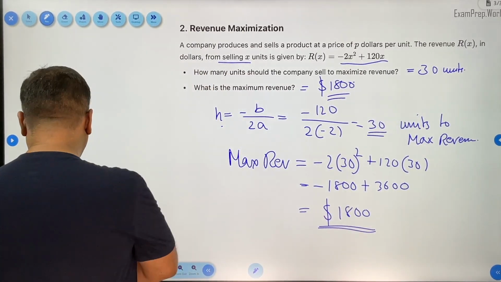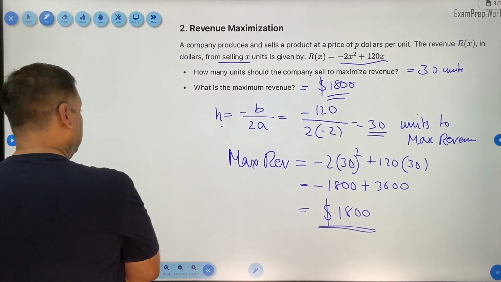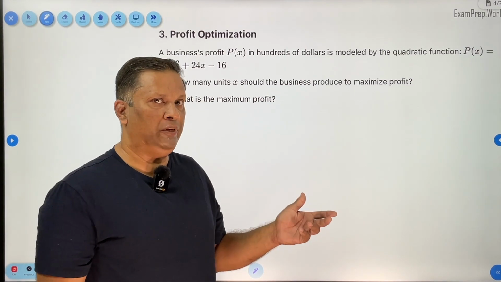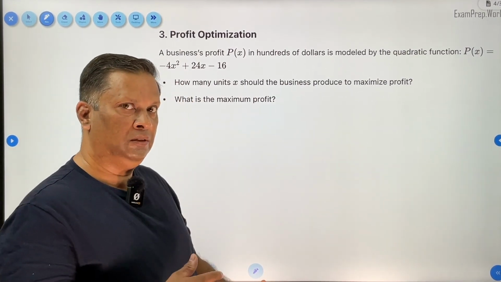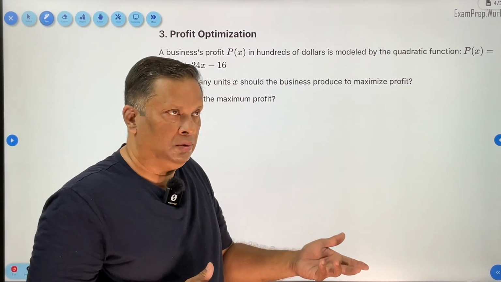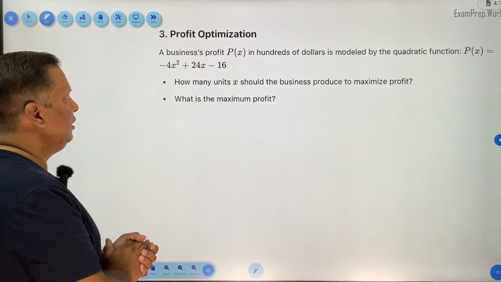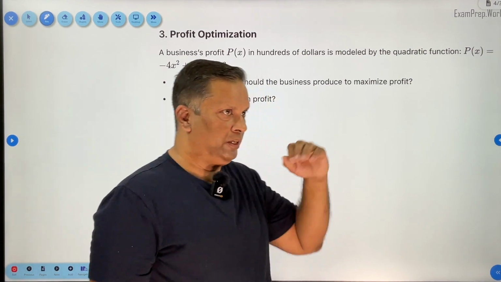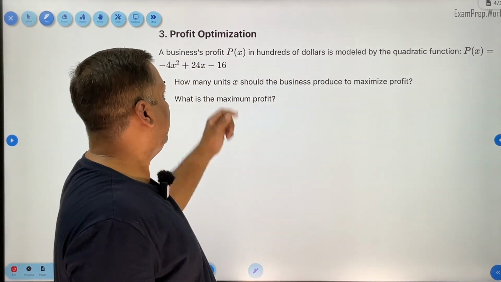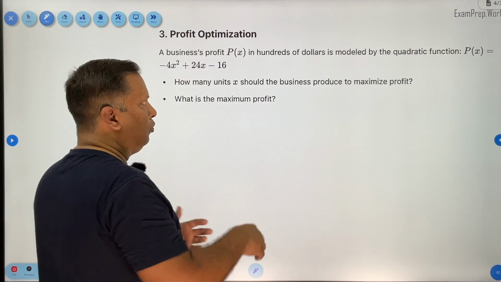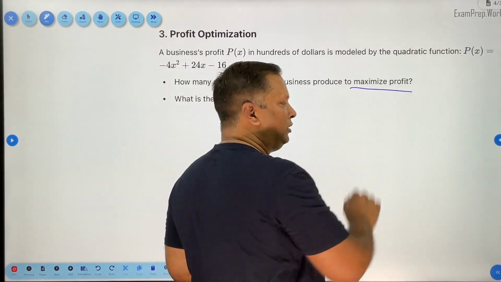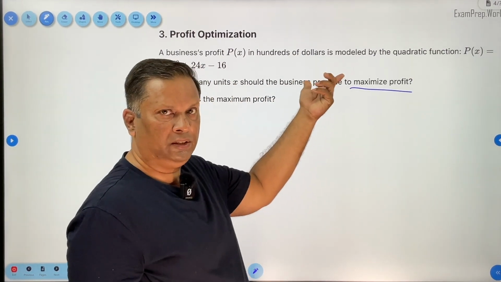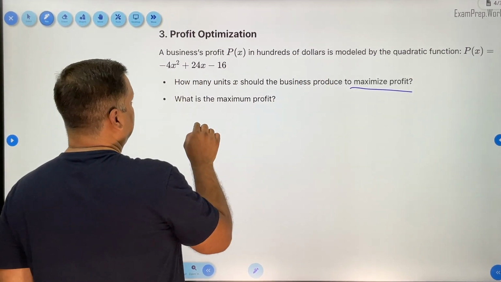Now let's do the next one. Profit optimization. Revenue and profit are two different things. Profit is revenue minus cost. Here they have given the profit function directly, so we don't have to find it. This is the x number of units sold. Because they are asking you to maximize profit, directly find the number of units x. How will you find it? Find the vertex.